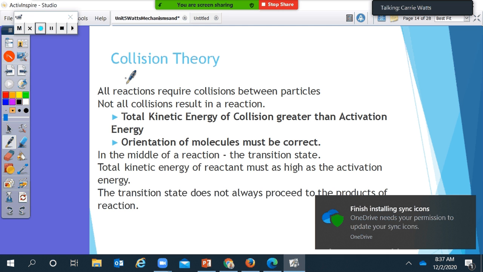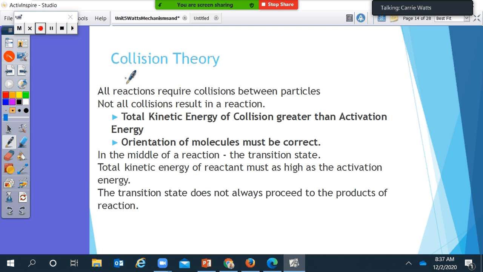Now we're going to talk about what it takes to actually have a reaction. You see the equations, you see the mechanisms, you see the elementary steps. But what actually physically happens to make a chemical reaction happen? Collision theory explains that. A reaction requires the actual collision between particles. There's no collision, there's no reaction. Not all collisions will result in a reaction.